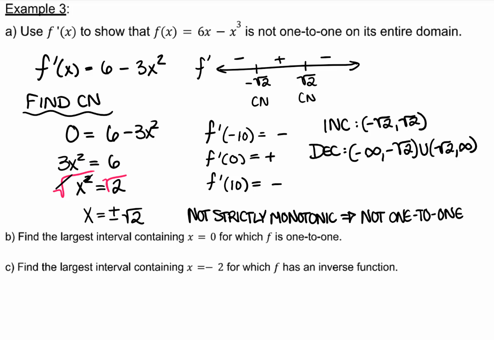Find the largest interval containing x equals 0 for which f is 1 to 1. Okay, they're looking for an interval where you're only decreasing or only increasing. At x equals 0, you're only increasing, and that interval is as large as negative root 2 to root 2. The largest interval containing x equals negative 2 would be from negative infinity to negative root 2. Since f prime changes sign, it's no longer 1 to 1 after that.